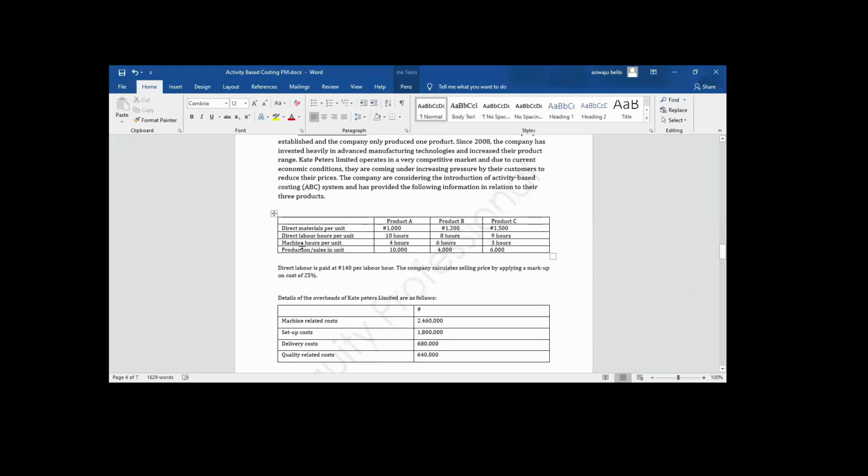Now look at column 4, machine hours per unit. Can we all see it? Yes. 4 hours for product A, 6 hours for product B, and 3 hours for product C.